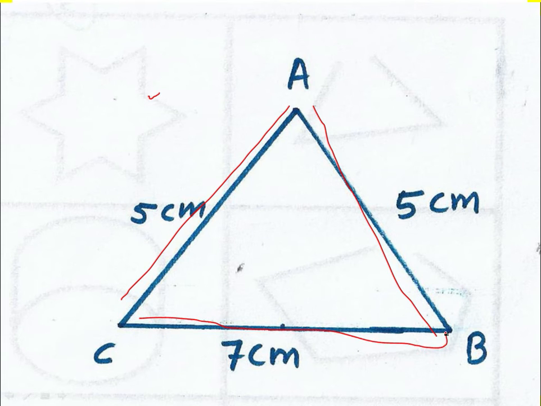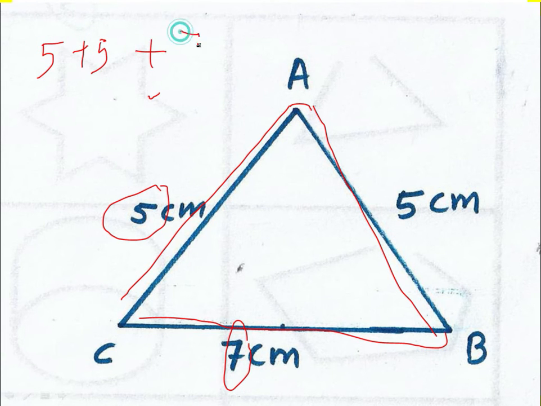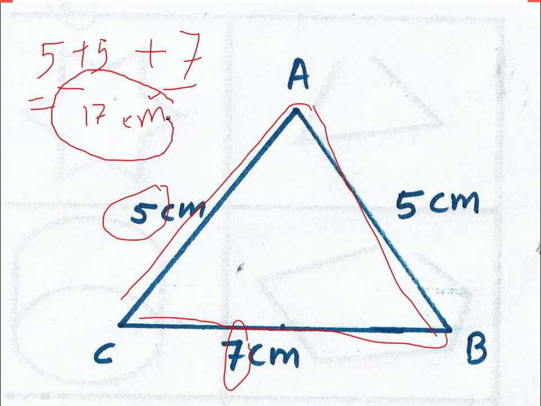So in order to get the perimeter of this triangle, we will simply add the measurement of all these three sides. So how can we add? 5 plus 5 plus 7. 5 plus 5 means 10, and 10 plus 7 means 17. So the perimeter of this triangle is nothing but 17. In this way we can calculate the perimeter of a triangle also.